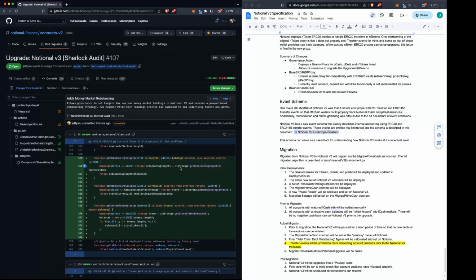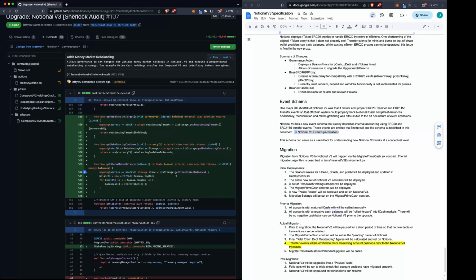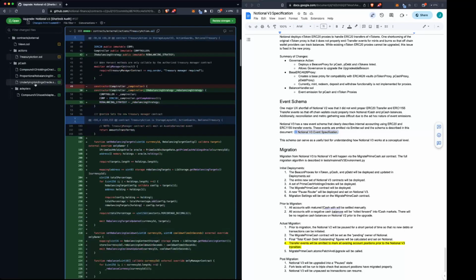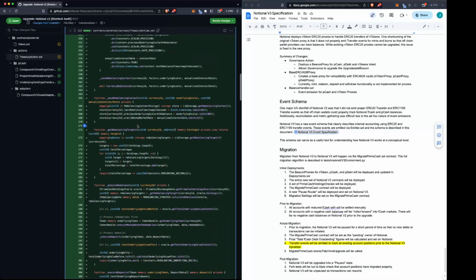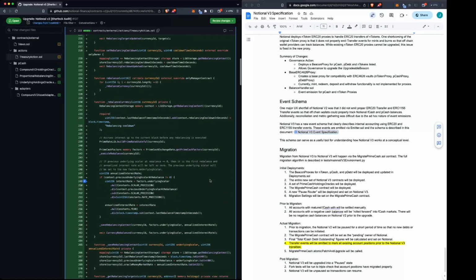In this commit, we're going to look at money market rebalancing. This is something we've discussed already. This is the rebalancing logic that sits in Treasury action.